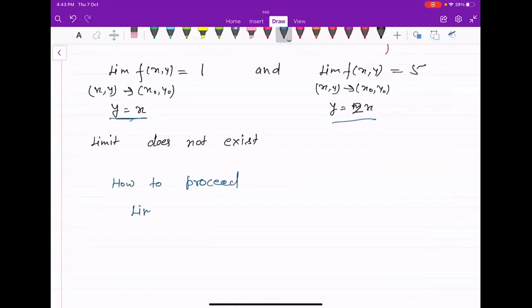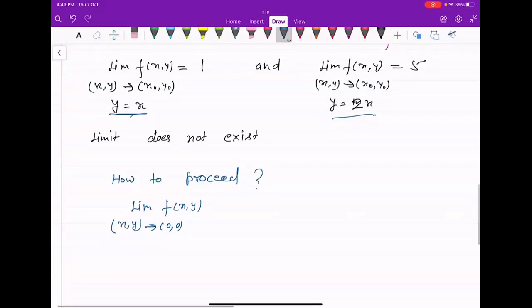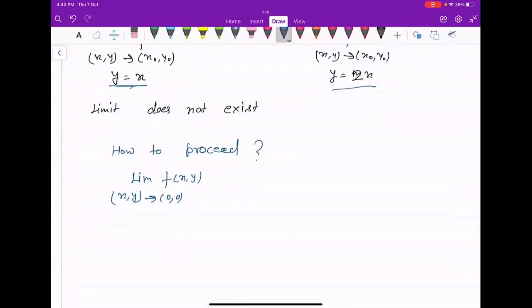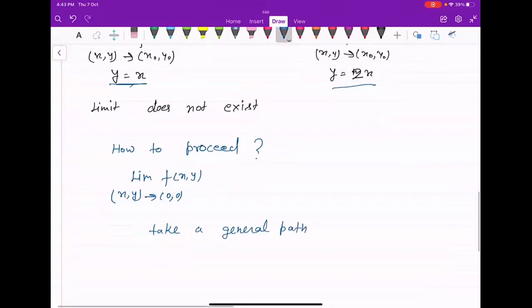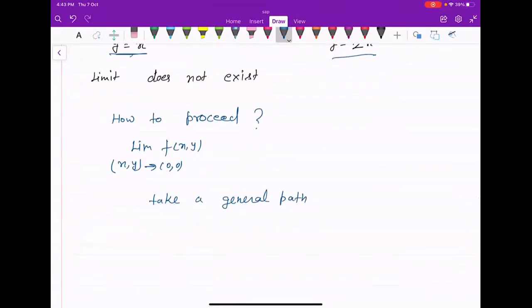suppose you have to compute the limit of a function as x and y are tending to 0, 0. Suppose we are finding the limit of a function where x and y are moving toward the point 0, 0. So what is the procedure? We will take a general path. What could be a general path? Find any straight line that is passing through 0, 0. So that could be y equal to m x raised to power p, we can take.